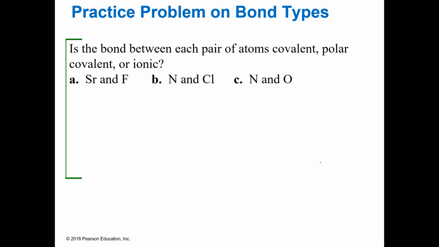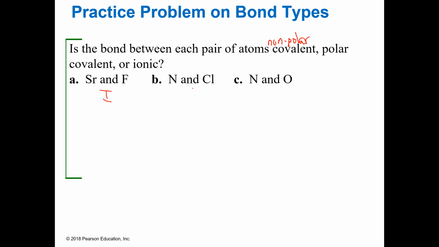Okay, so let's look. Do we have a non-polar covalent bond? So I'm going to write that here, non-polar. Okay, so we have a non-polar covalent bond, a polar covalent bond, or an ionic bond. All right, well here, strontium, is strontium a metal? It is. So I have a metal and a non-metal. So this one is going to be ionic.